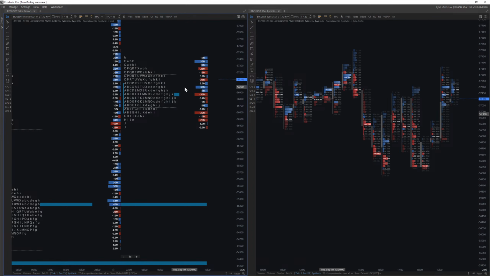But if you're just getting started and you want to get familiar with TPO or order flow in general, I would say TPO in TradingView is more than enough, and order flow in ExoCharts really is better than Sierra Chart.